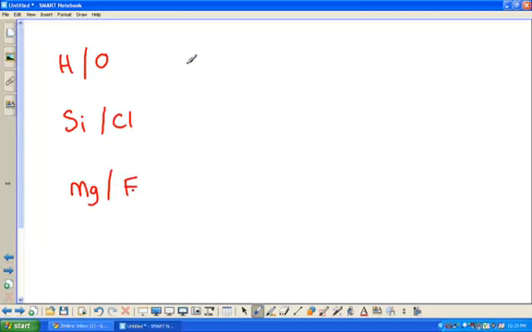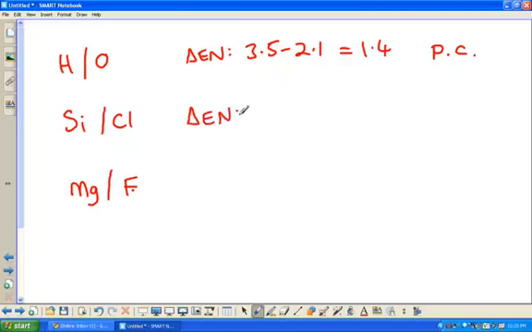The electronegativity of oxygen is higher than hydrogen. So it's 3.5 for oxygen minus 2.1 for hydrogen, giving a difference of 1.4. And if you remember, that classifies it as polar covalent. Silicon and chlorine. Silicon's a metalloid, not a metal, so this probably won't be ionic, but we'll see. Chlorine is 3.0, silicon is 1.8. Difference there of 1.2, so also polar covalent.